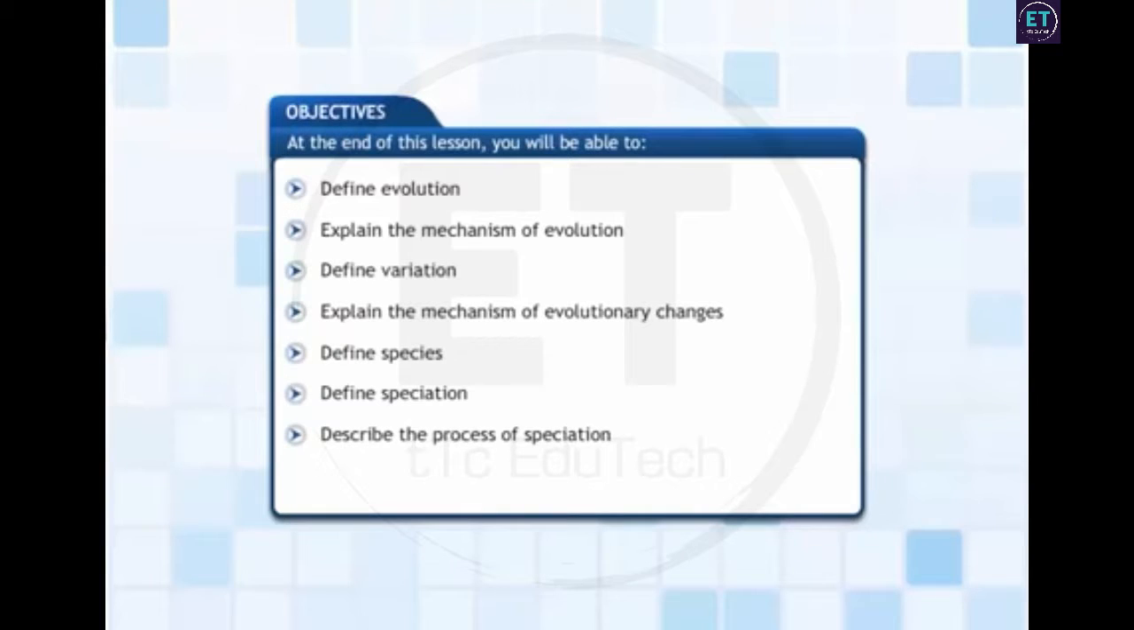This lesson explains how species are formed and how they evolve over generations. At the end of this lesson, you will be able to define evolution, explain the mechanism of evolution, define variation, explain the mechanism of evolutionary changes, define species, define speciation, and describe the process of speciation.